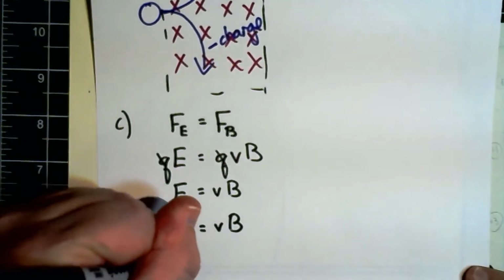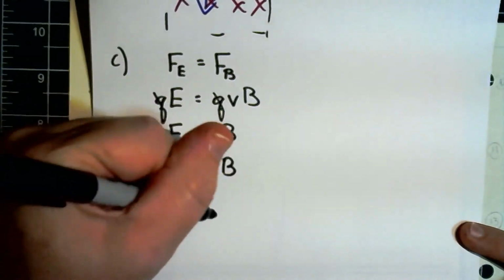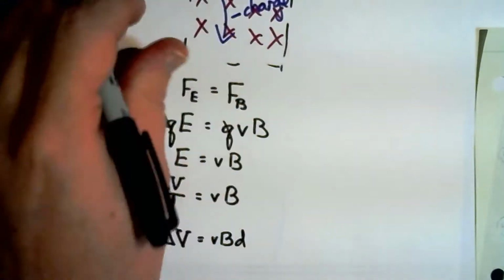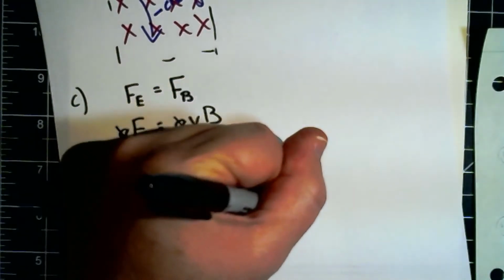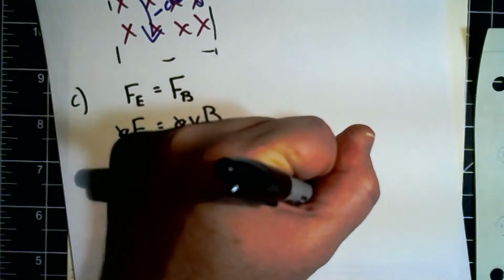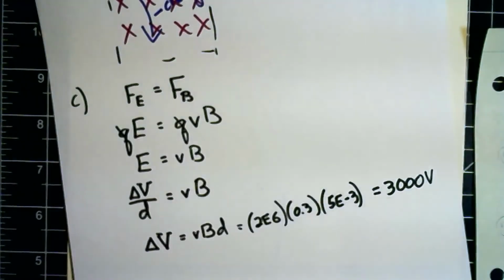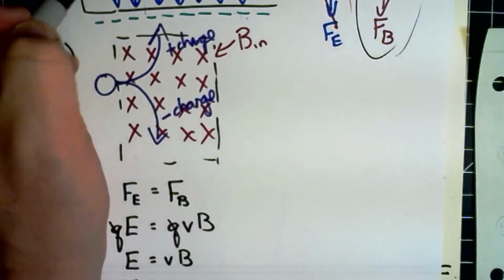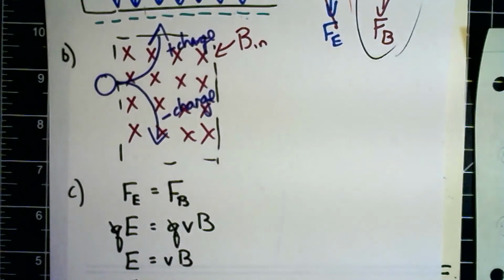So the potential difference, delta capital V for voltage, is just V times B times D. And so we're given the velocity, that's 2e to the 6. We're given the magnetic field, that's 0.3. And we're given the plate separation, that's 5e minus 3, which leads to calculating 3,000 volts for that voltage. So in order to make those particular particles go straight through, we need to make sure this power supply, our battery, is a 3,000 volt constant voltage.